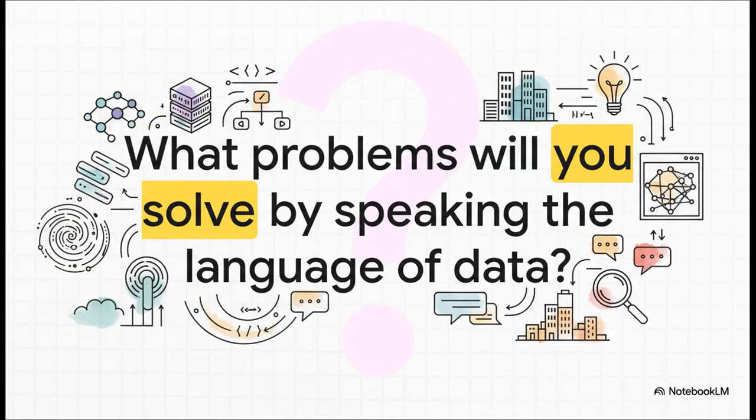At the end of the day, learning a tool like PySpark isn't just about learning syntax. It's about learning to speak a whole new language, a language that gives you the power to ask new questions and find answers you never could before. So the only real question left is, what problems will you solve?